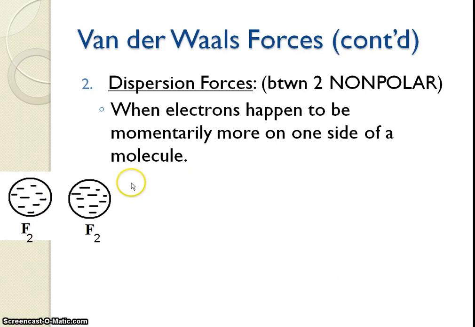So if we have two molecules, this is F2 and this is F2. So it's two fluorines bonded together and two fluorines bonded together. I just drew it as a circle, but it's a whole molecule. So each of these molecules has these electrons that are just swimming around the whole time. They're constantly moving around the whole time.